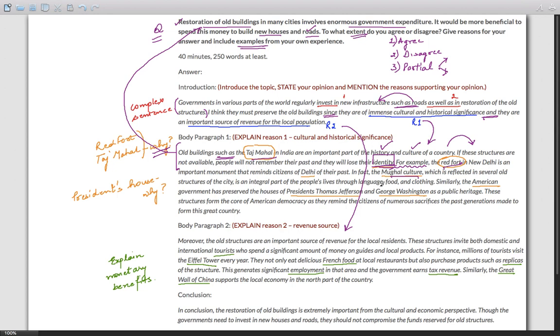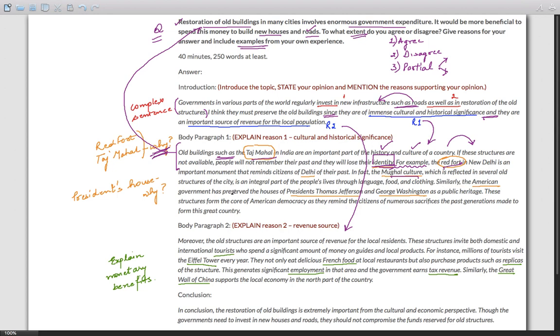So the purpose is to explain why through ideas, an explanation of ideas, and why through example. Okay, you need to explain why in both these. Next, I've taken another case. Same idea, a different case.